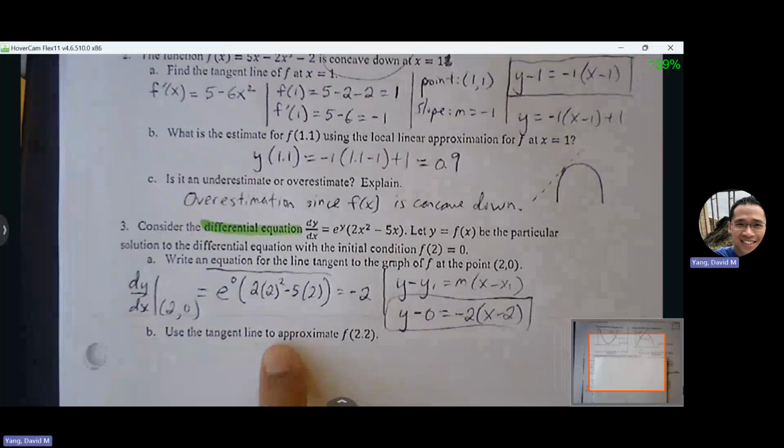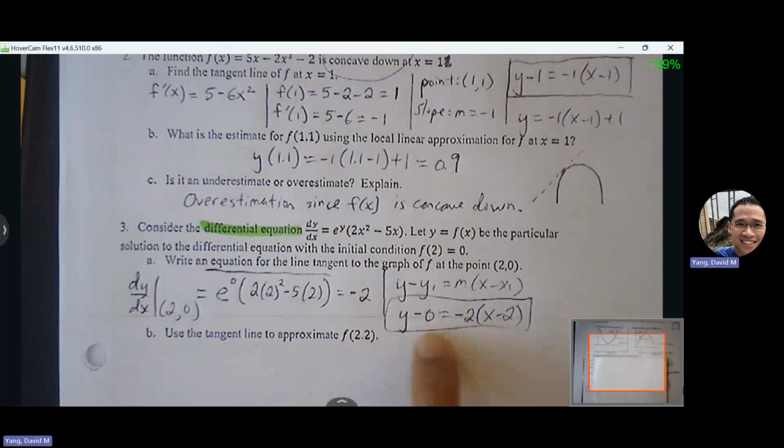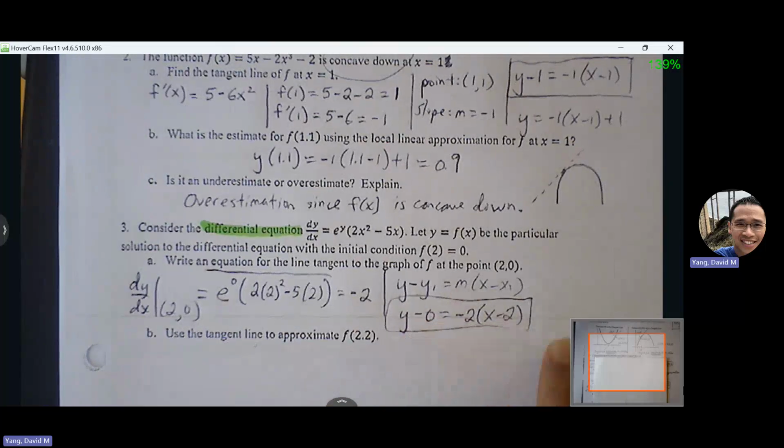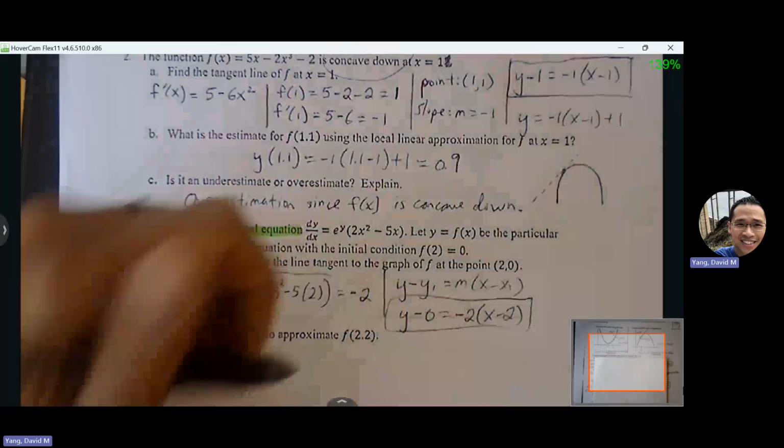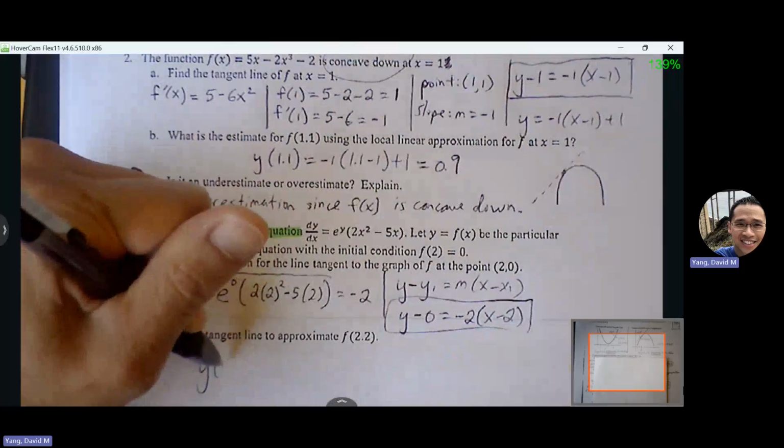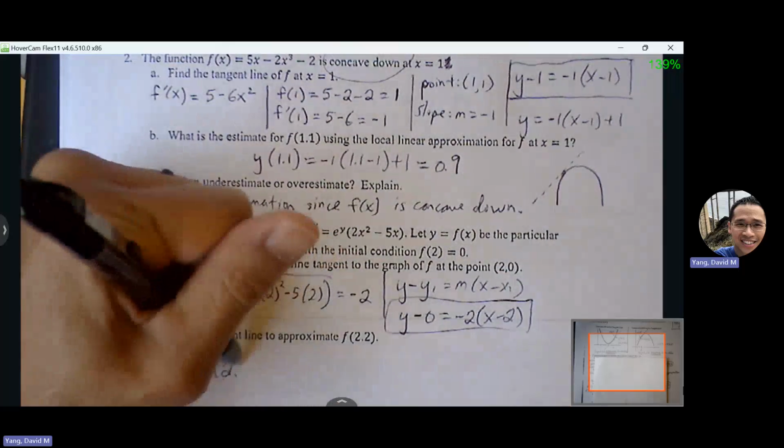And then use the tangent line equation to approximate f at x equals 2.2. y is basically by itself. If I move that 0 over, I mean, just drop the 0. So the tangent line approximation is just plugging in 2.2 for x.